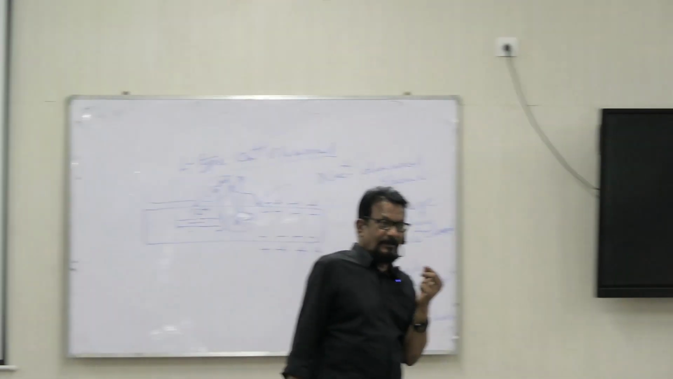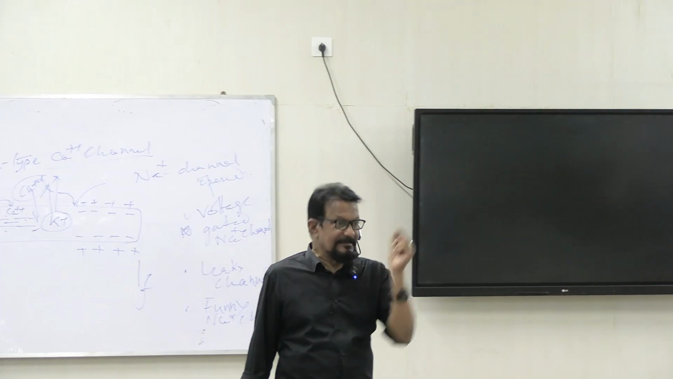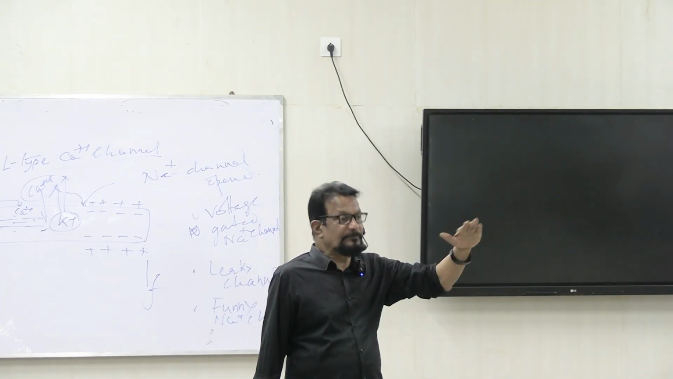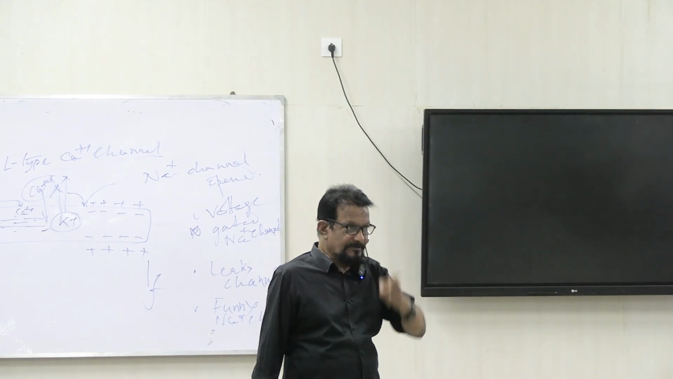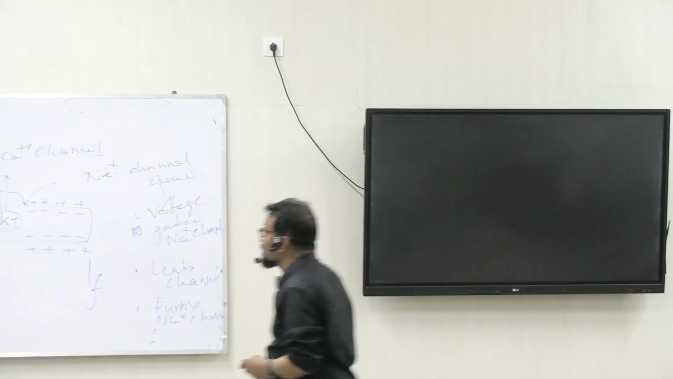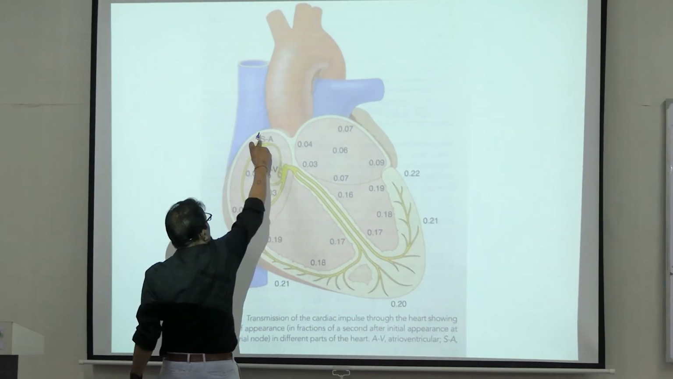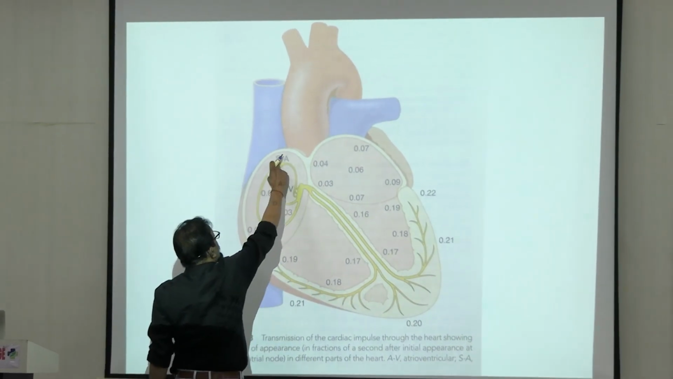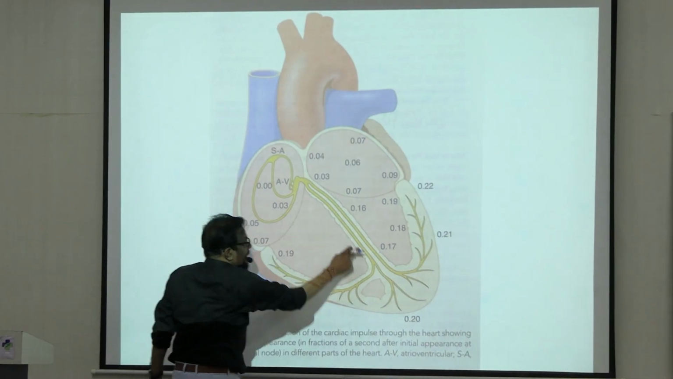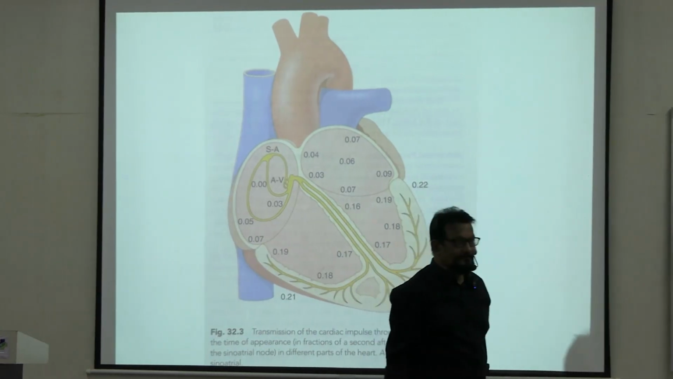Among the ventricle, which part gets the impulse first? Septum. And which is the last? The base of the ventricle. It takes time, near about 0.22 second. For the impulse to travel from here to here, it takes 0.03 second. From here to reach here, it takes 0.22 second. Conductivity.